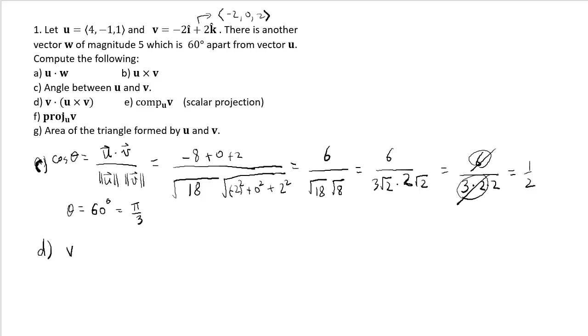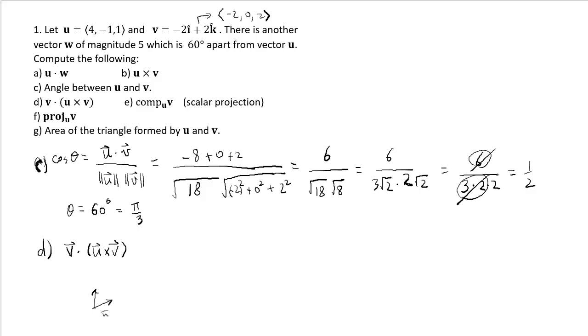Okay, then let's go to D. You have v dotted with u cross v. So what do we know about the cross product? We know that it's a vector that's perpendicular to both u and v given by the right-hand rule, and the magnitude of this vector is the area of the parallelogram given by u and v.